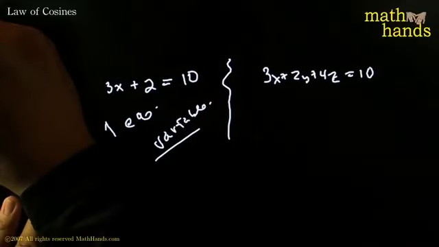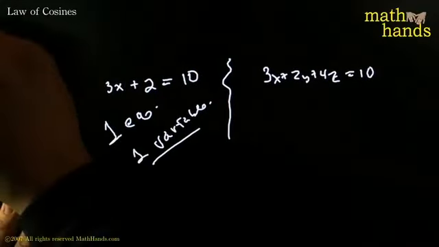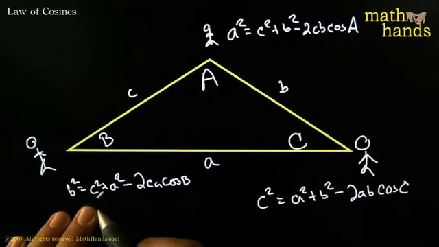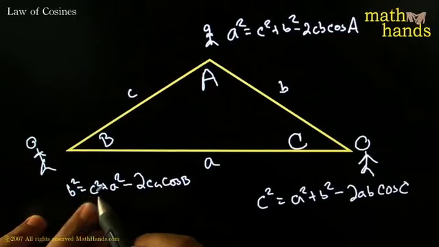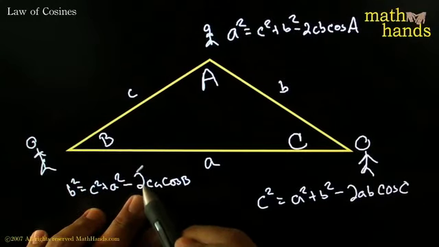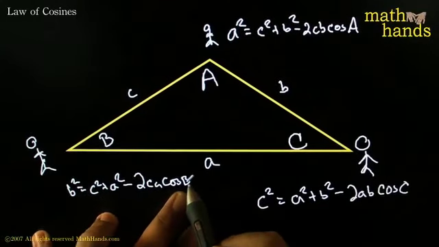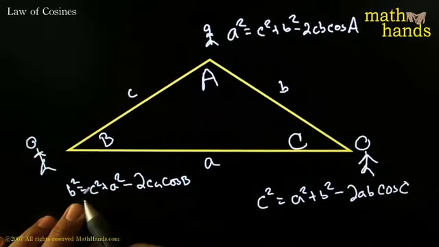Now, when you apply the law of cosines, let's count. If you apply it from this corner, how many unknown variables do you have? You have b, c, a. The 2 is known, 2 is just a constant. The c, the a, and the angle b. In total, there are four unknown quantities here.